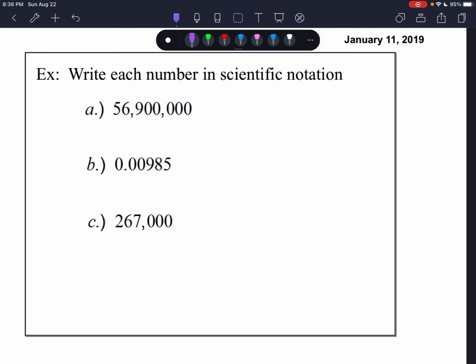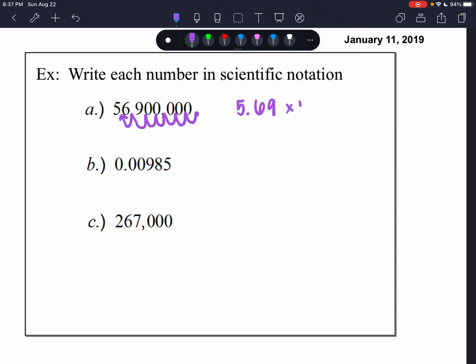Let's try to get 56,900,000 written in scientific notation. The first thing I'm going to do is locate my decimal point. When it's not written, I can assume that it's at the very end of the number. The next thing I'm going to do is move my decimal point until this number is in between 1 and 10. So I moved it to the left several times until it was in between 5 and 6, because then I go from 56,900,000 to 5.69, which is between 1 and 10.